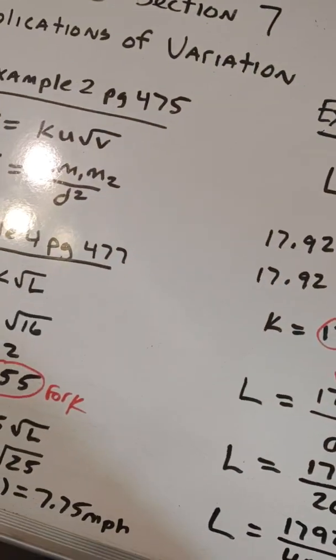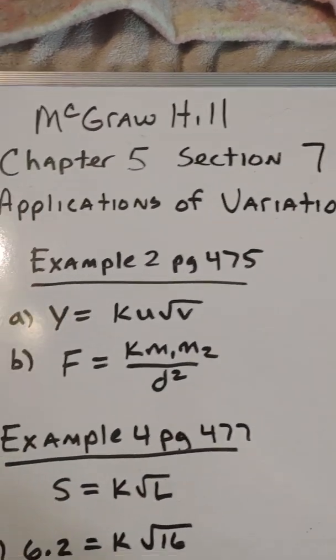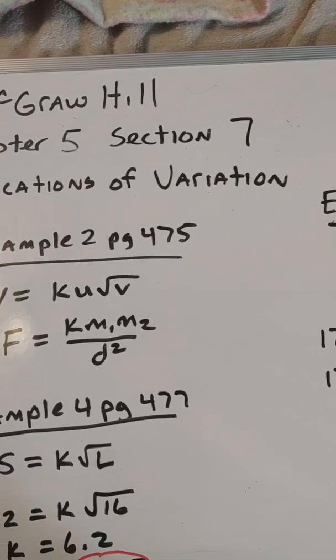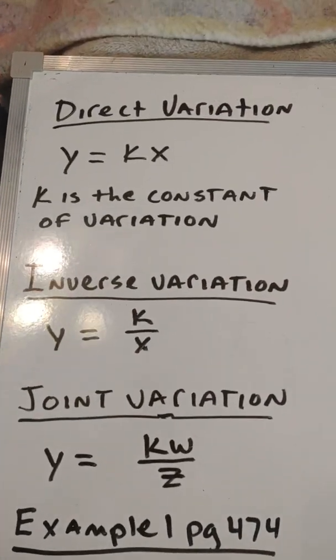Okay, this is McGraw-Hill Chapter 5, Section 7, Applications of Variation. This deals with three types of variation.